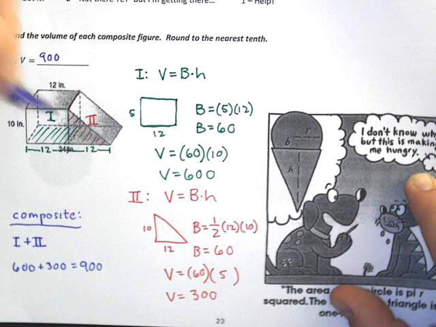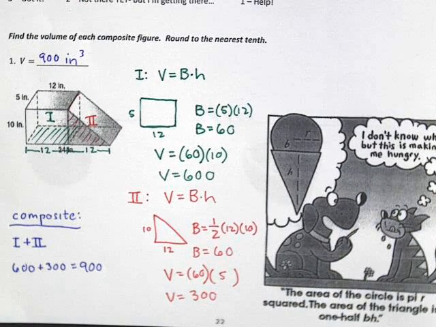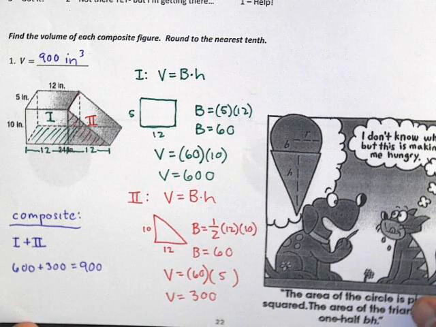And we notice we're in inches cubed. Okay? So again, very similarly to Chapter 10, we're just finding separate volumes and adding together. Let's try some more.